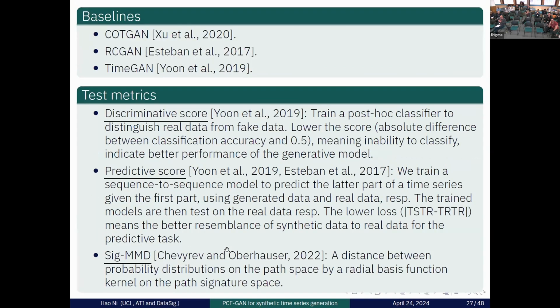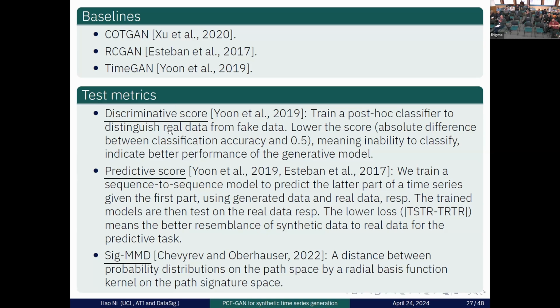To benchmark our model, we choose the GAN models specific to time series generation, that is CotGAN, RCGAN, and TimeGAN. Only TimeGAN has the path reconstruction functionality like our PCF-GAN. And to assess the quality of the synthetic time series generation, we consider three different types of test metrics.